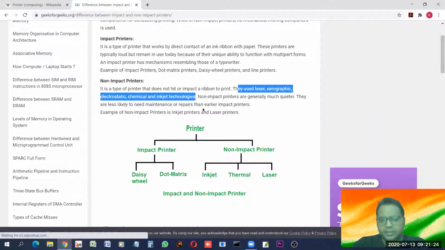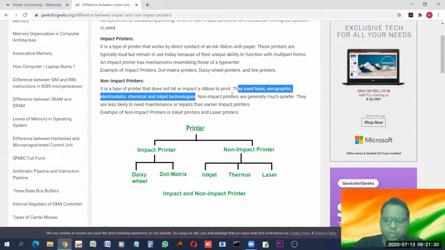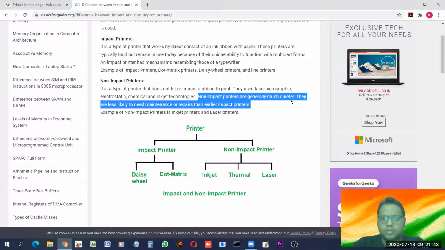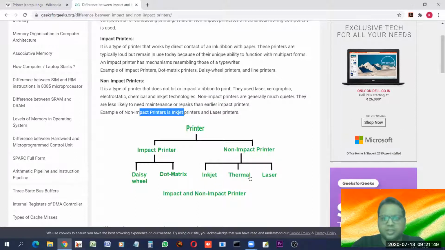They are silent printers, whereas impact printers are noisy printers. They make noise, whereas non-impact printers work smoothly. They either inject the ink or use laser technology to print. They normally produce high quality images. And non-impact printers are generally much quieter. They are less likely to need maintenance and repair. And examples are inkjet, thermal, and laser.